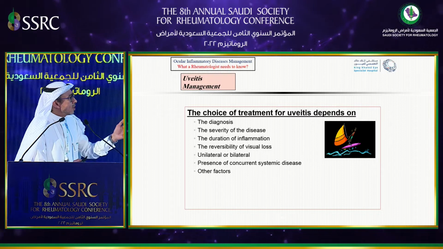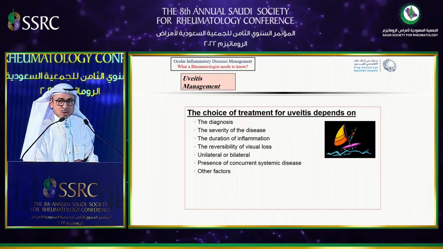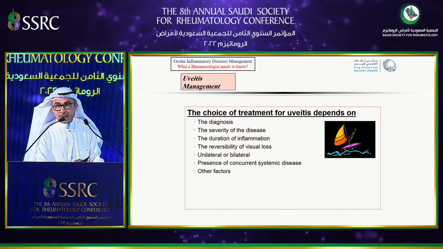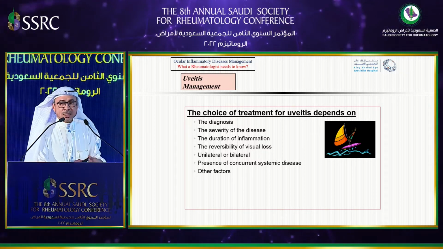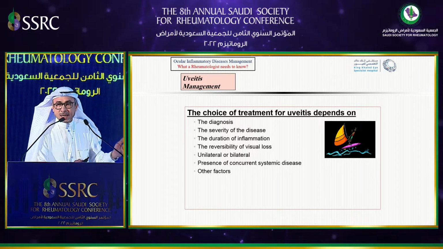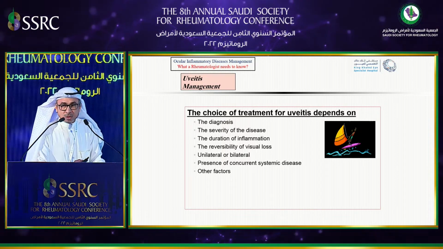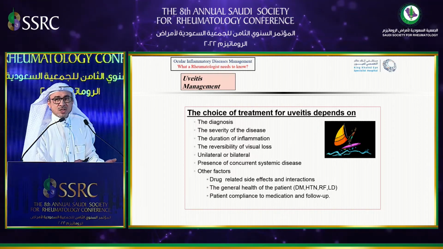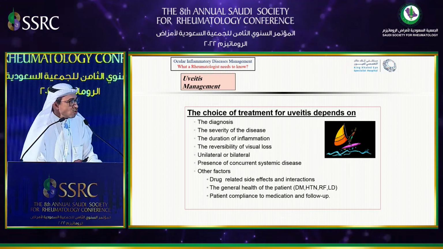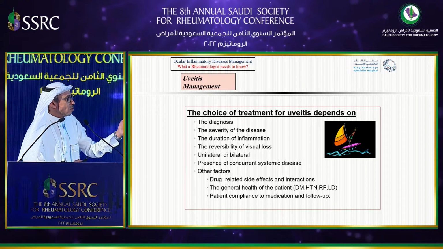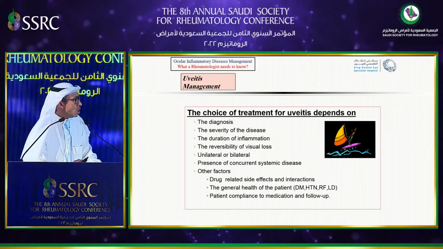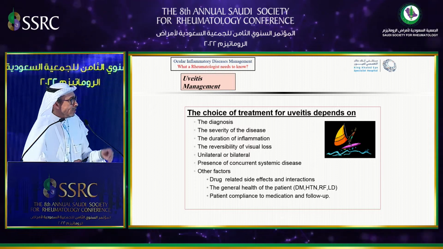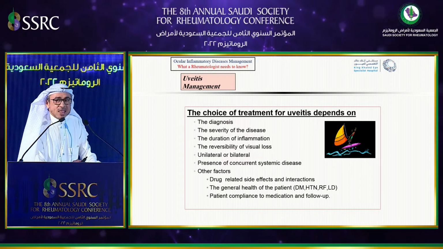Then the presence of concurrent systemic disease. This is important when you are starting your patient on systemic steroids or immunomodulator medications, to assess this carefully and to refer your patient to an internist, a rheumatologist, or even an oncologist. How to look for that? We have to assess how the drug could affect our patient and look for side effects, and whether the general health of the patient is acceptable to start or not. This includes diabetes, hypertension, renal disease or liver disease, and then the compliance of the patient.